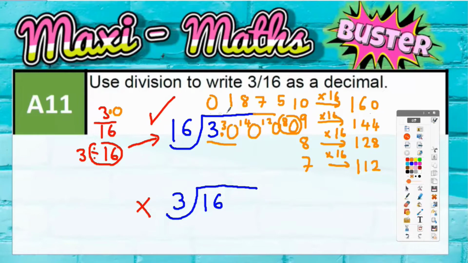So because we've finished there, it means it's a terminating decimal rather than a recurring decimal. Terminating decimal just means a decimal that does eventually come to a stop. Put your decimal point in, and there's your final answer, 0.1875.